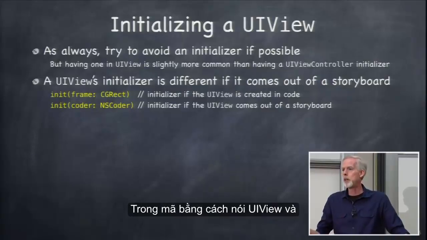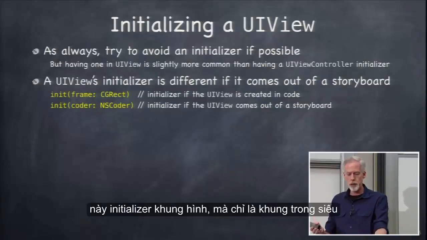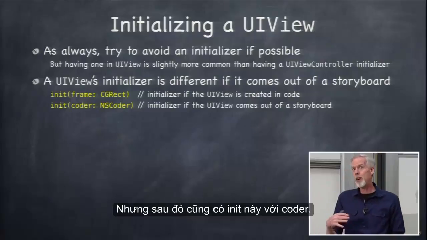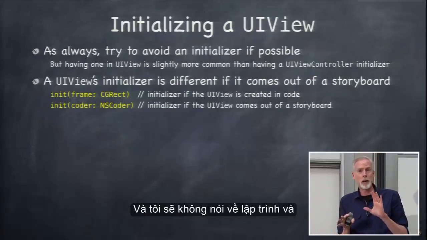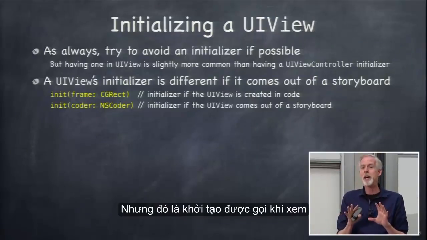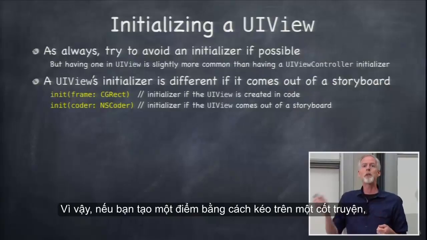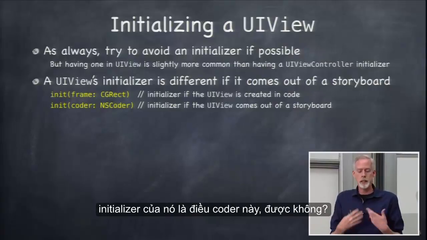In code, by just saying UI view and this frame initializer, which is just the frame in the superview coordinate system where this view is going to live. But then there's also this init with coder, and I'm not going to talk about coders and archiving and all that, but that is the initializer that is called when the view comes out of a storyboard. So if you create a view by dragging out in a storyboard, its initializer is this coder thing, okay?